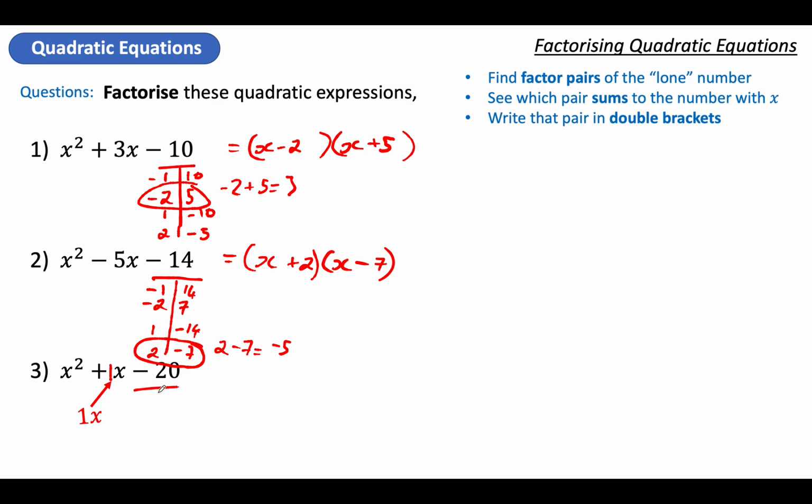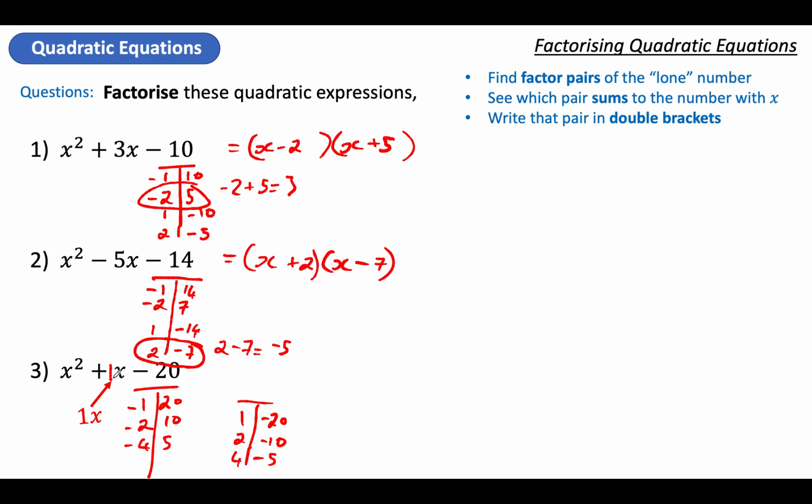And lastly, negative 20. Well, 1 times 20 makes 20. 2 times 10 makes 20. And 4 times 5 makes 20. Now because this negative 20 is negative, it could be that the first number is negative on each pair. Or it could be, if I write the pairs again, let's just do them over here, that the second number in the pair is the negative one. One of them must be negative.